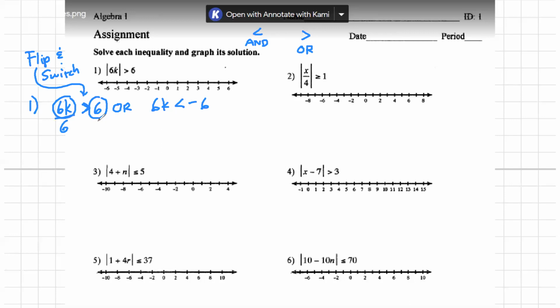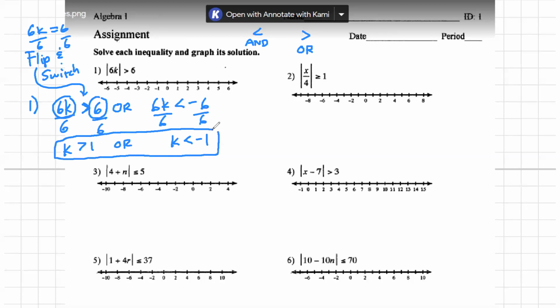So let's divide by 6 now, just like it's an equal sign, right? If this was 6k equals 6, we just divide by 6. So we're going to divide by 6, and we're going to get k is greater than 1. Or that's 1/2 of the graph, right? Or we have this half of the graph. We're going to divide by 6, or k is less than -6 divided by 6, which is -1. So we have two inequalities, which we call a compound inequality. Okay, all your answers should be compound inequalities. Have you heard of compound sentences, guys, in English class?